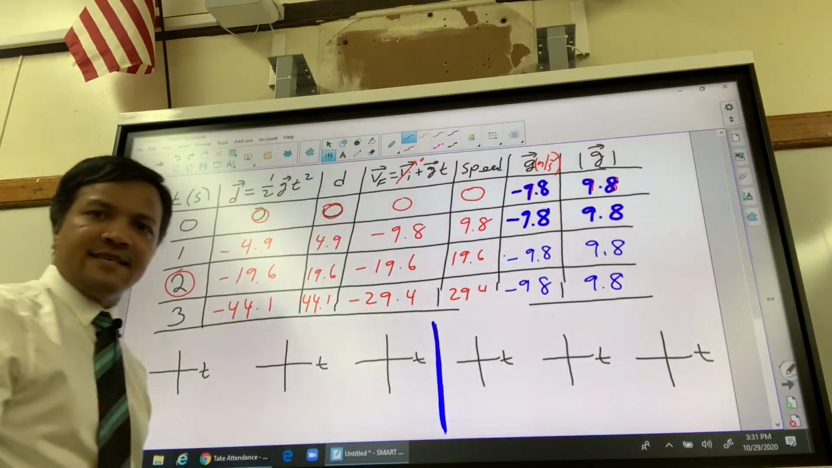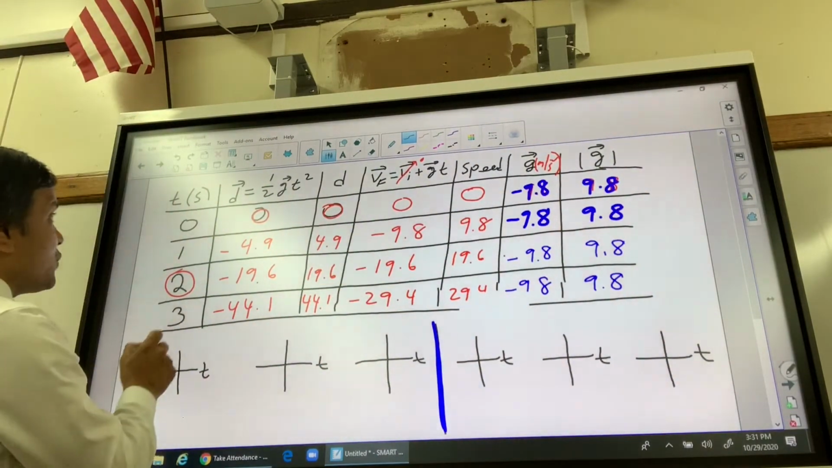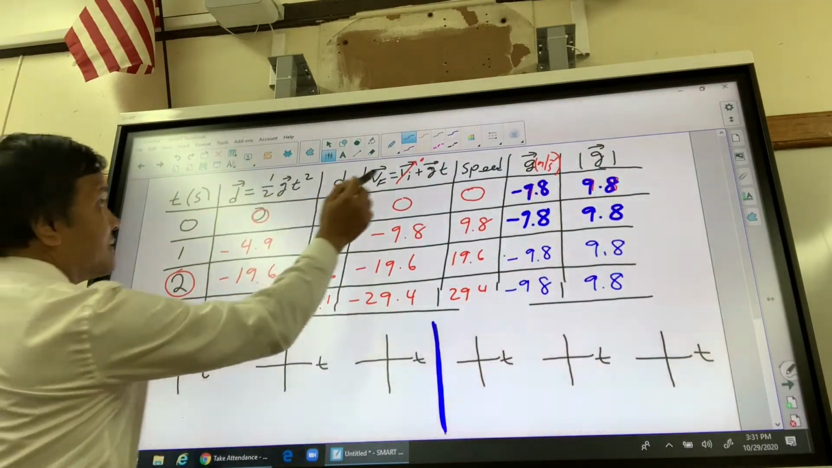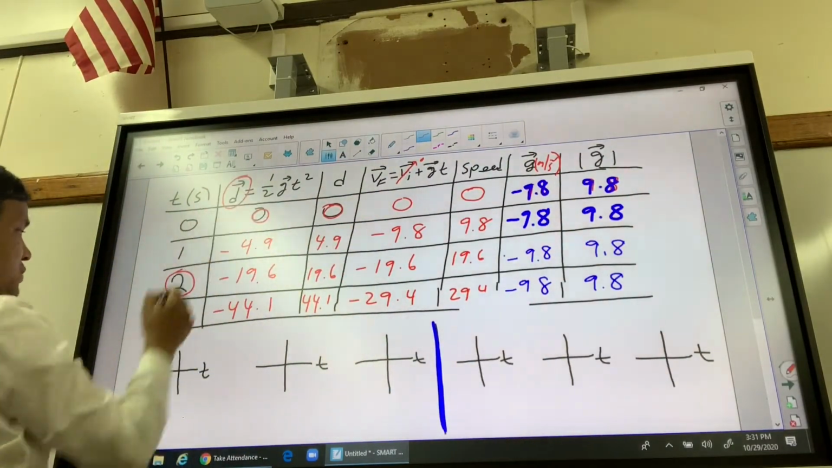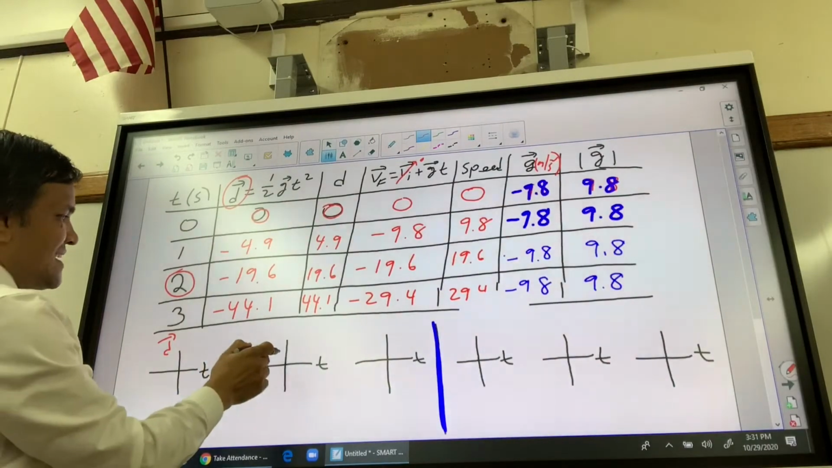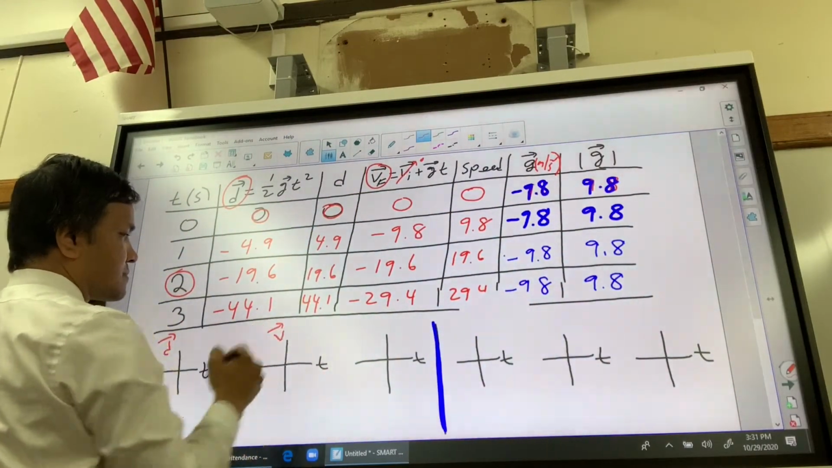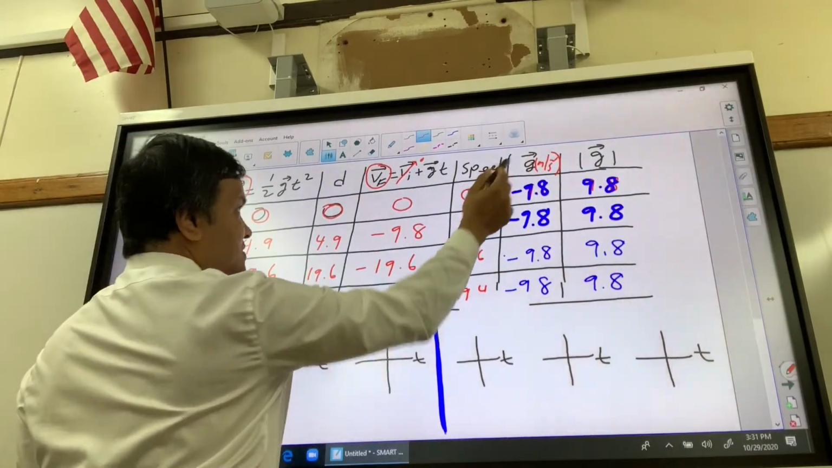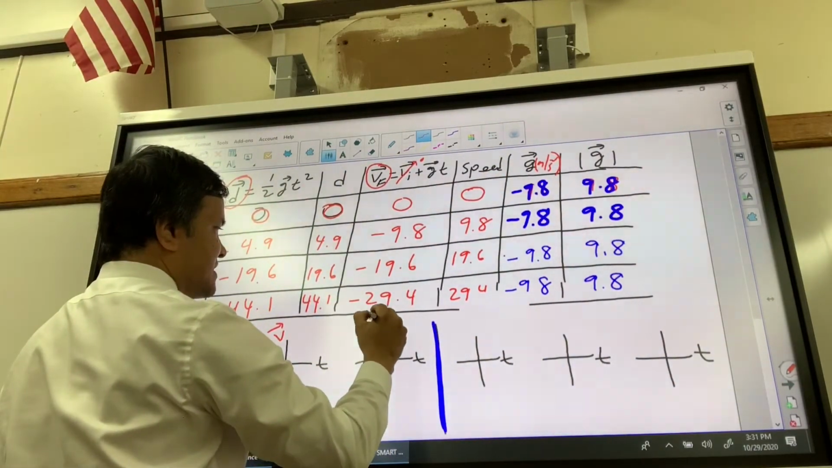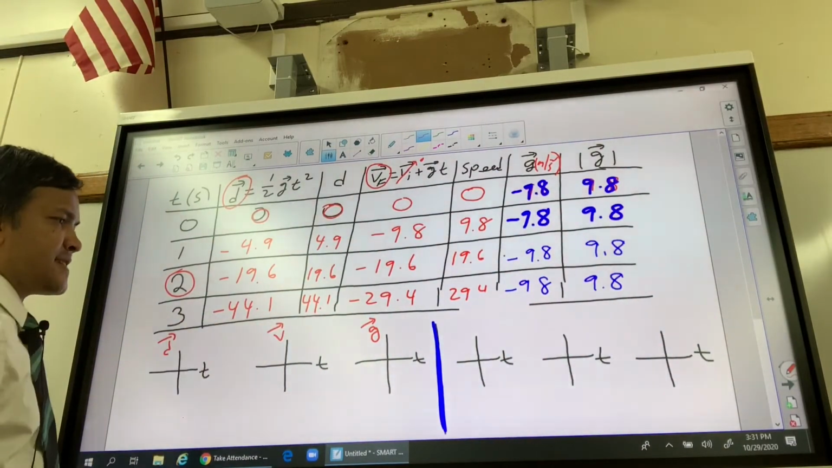The y-axis we're going to call different things at different times. This one is displacement, this one is velocity, and this one is acceleration. So: displacement, velocity, acceleration.